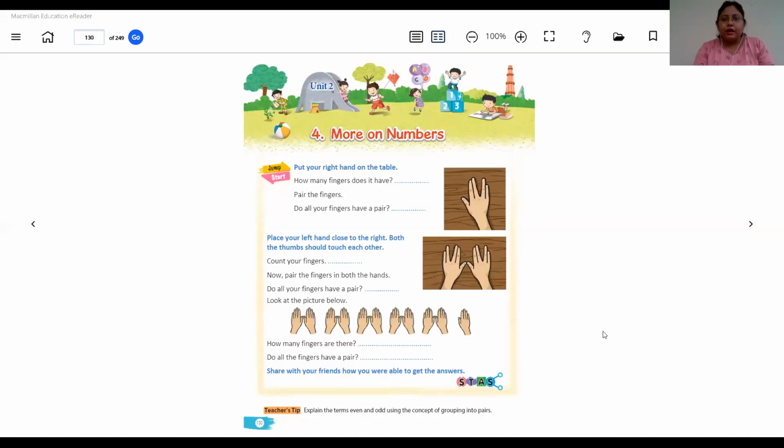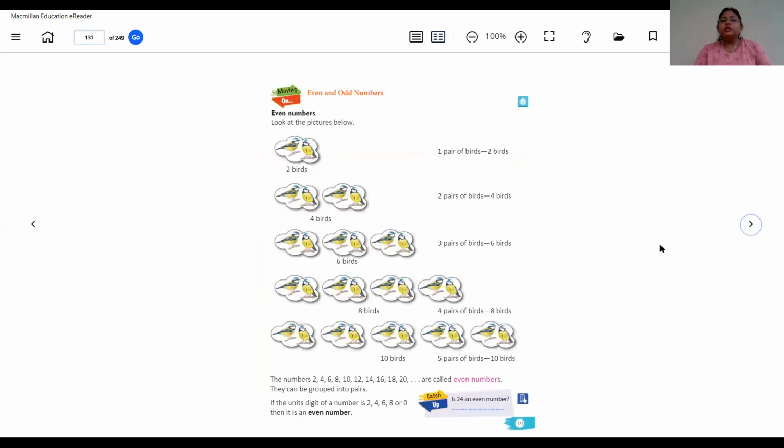Okay, student. The topic we already discussed was more on number, where we counted our fingers. So no issues, we can move forward. Now we can understand even and odd numbers with more examples.